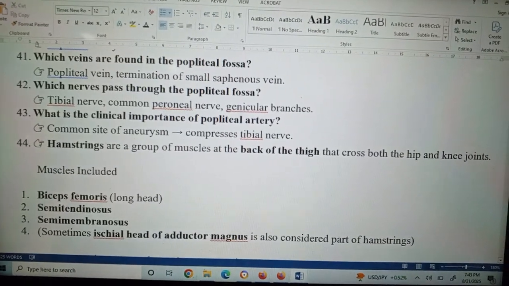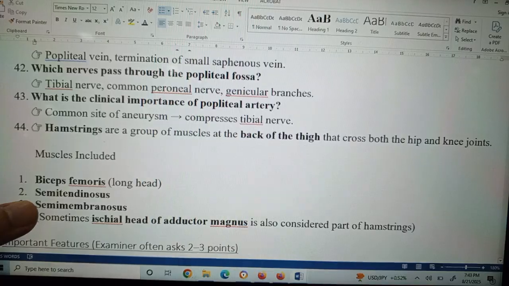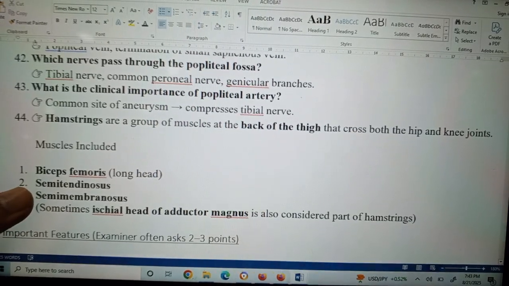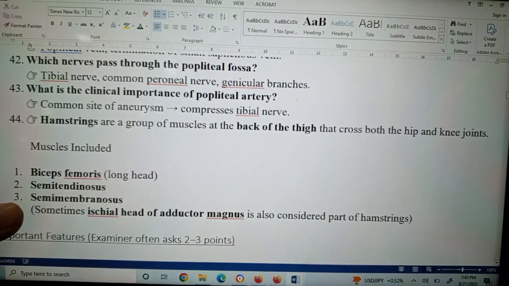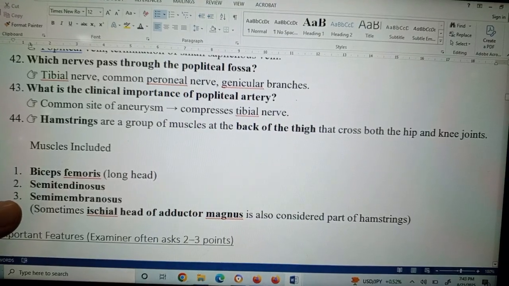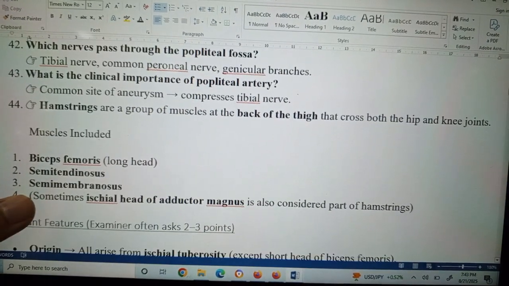Which nerve passes through the popliteal fossa? Tibial nerve, common peroneal nerve, genicular branches. The same answer. What is the clinical importance of popliteal artery? It is a common site of the aneurysm. It compresses the tibial nerve.